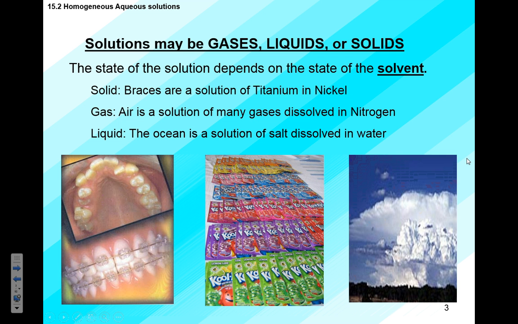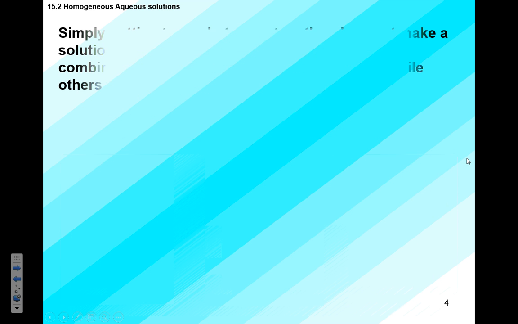Now, most of the time in this chapter we're going to be dealing with liquid solutions, and in particular, liquid solutions where water is the solvent. So we're going to be referring to and using liquid solutions a lot in this chapter. When you take salt and dissolve it in water, or dissolve Kool-Aid in water with a little bit of sugar, our solvent would be the water. So it is a liquid solution because our solvent is water, a liquid.